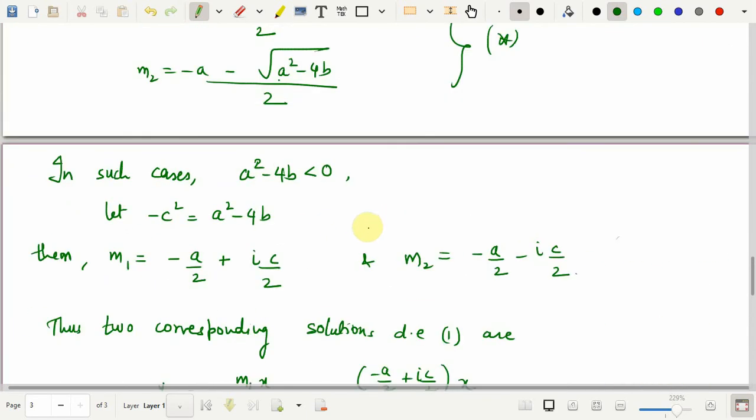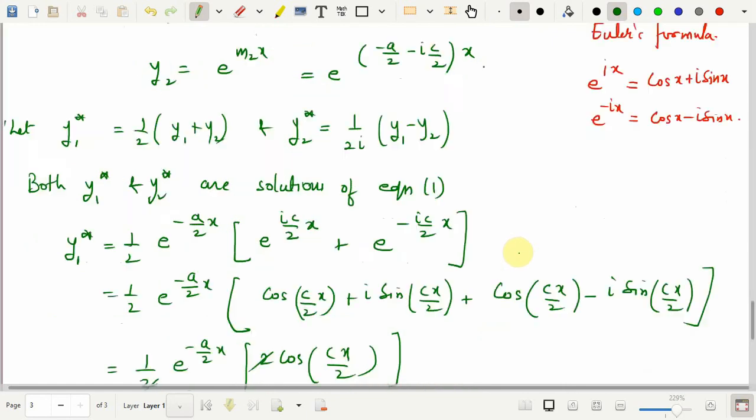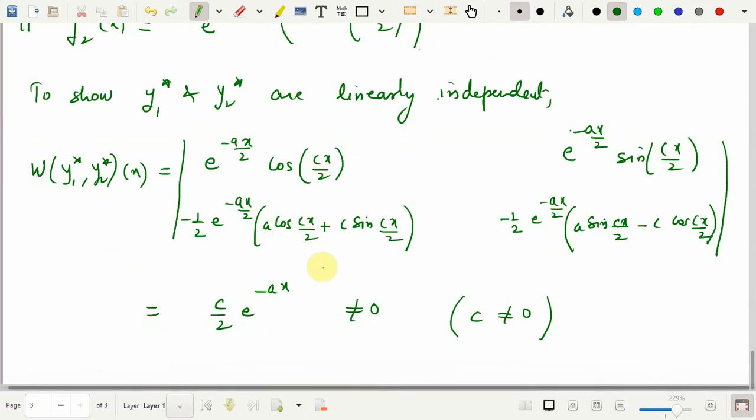Just look at the case which we are discussing. If c is equal to 0, c is actually the imaginary part, c by 2 is the imaginary part. So if c is equal to 0, m1 and m2 will be real roots, so there won't be a difference from case 1, so therefore c is never equal to 0, and that's why y1 star and y2 star are linearly independent.